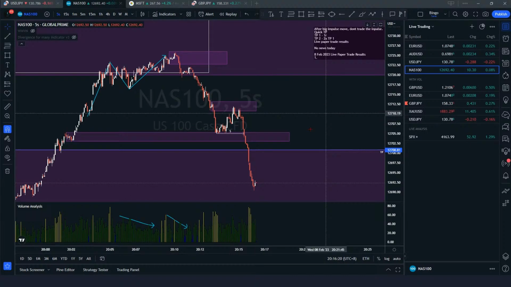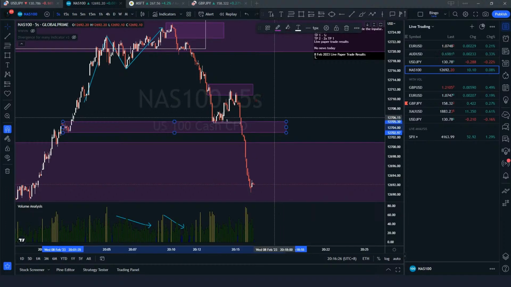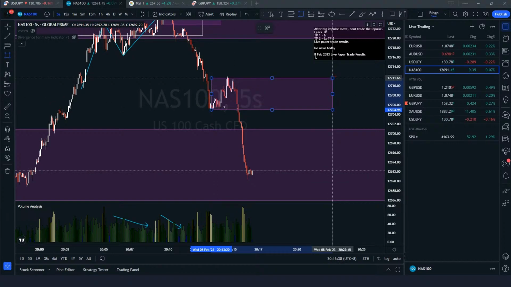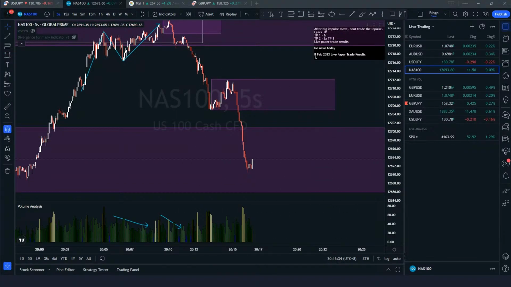But as always, patience is very important in trading. If we miss this trade, yeah.